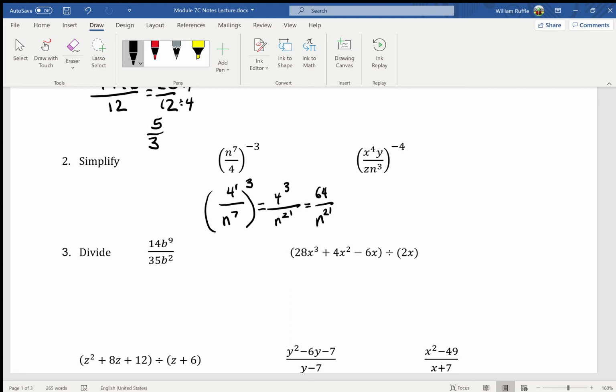This next one here, it's all letters. So, I mean, you can do this all in one step. But what I will do is I will flip the insides first. So it is z n cubed over x to the 4th y, all raised to the positive 4 power. And again, we're doing a power raised to a power. So remember, the z has an invisible 1 there, so that's really z to the 4th, n to the 12th, over x to the 16th, y to the 4th. There are no letters that are the same, so I cannot reduce.